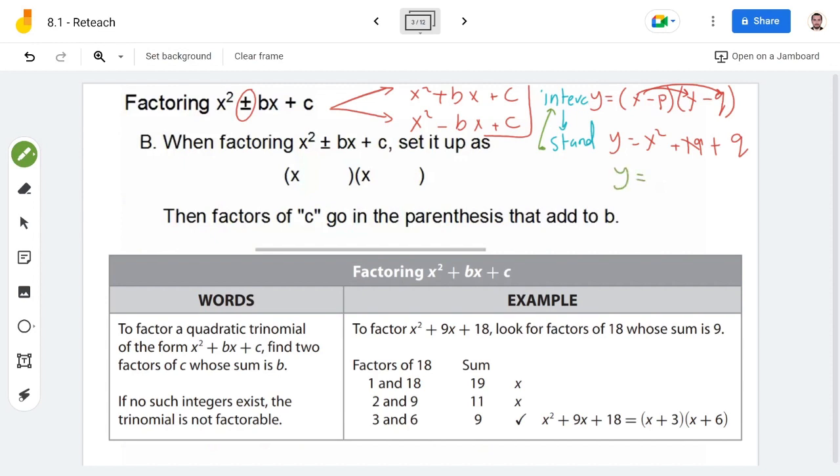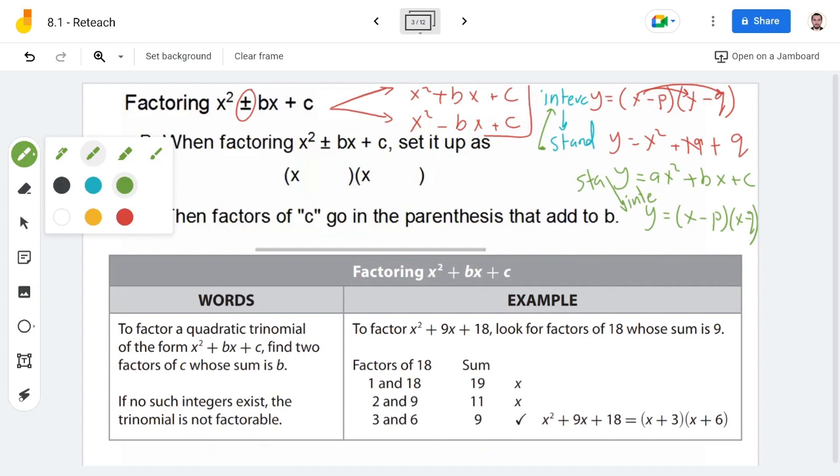Now, how about if I need to convert from standard to intercept? Just an example, if I have ax squared plus bx plus c, how can I convert this standard form to intercept form? To know how to convert from standard to intercept form, I need to follow two steps.